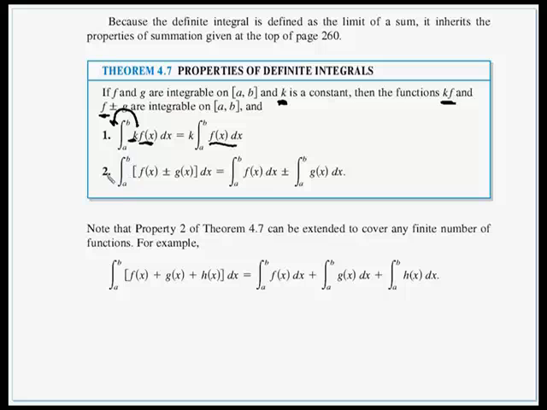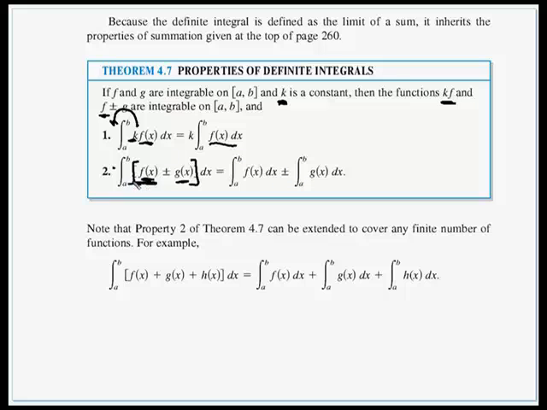And here we have the integral of a sum or difference. We're taking the integral of a function f of x plus or minus the other function g of x. It's almost like we distribute the integral sign. We can break it apart into two different integrals.